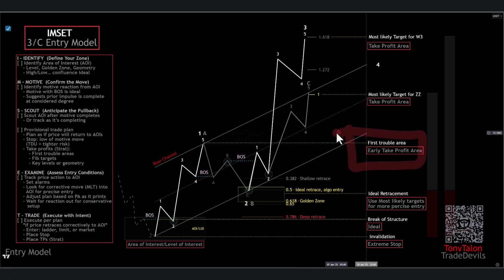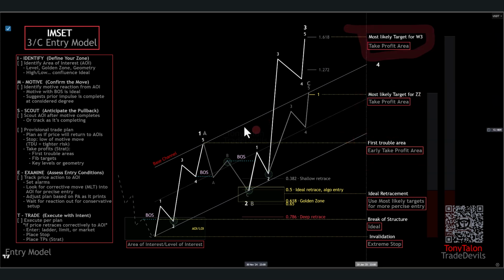But these are the areas I think you should look for when you're expecting a C or 3 setup. Depending on how this stuff moves, you can micromanage it if you want, but these are just the baked-in ones that you're going to want to consider when you want to take profits.